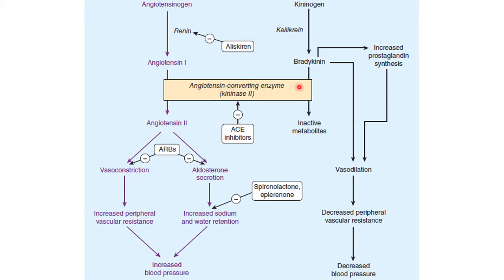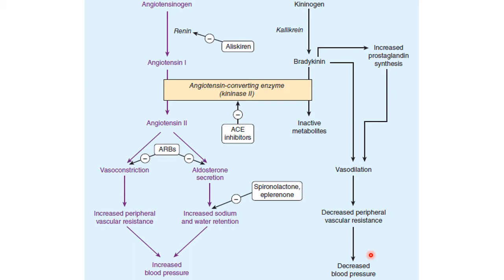This ACE is also responsible for a second pathway. And what is this? Here is the kininogen. This kininogen is broken down into bradykinin. This bradykinin, with the help of ACE, is broken down into inactive metabolites. If we use ACE inhibitors, there will be no breakdown of bradykinin. There will be more bradykinin. And what does this bradykinin do? Bradykinin increases prostaglandin synthesis, and you know these prostaglandins are powerful vasodilators, so there will be decreased peripheral vascular resistance and decreased blood pressure.